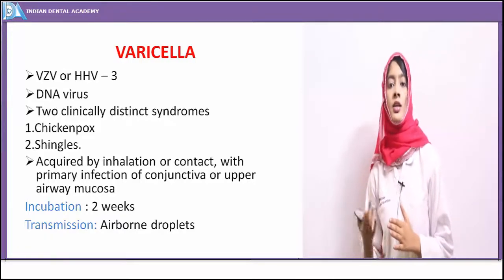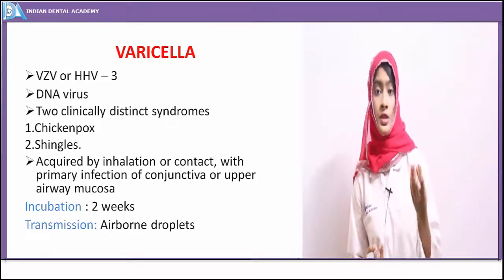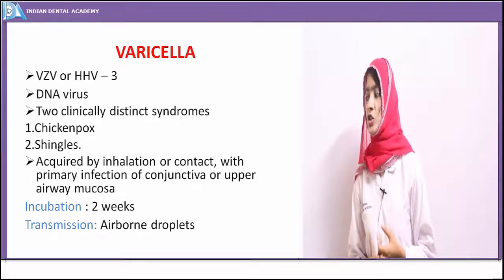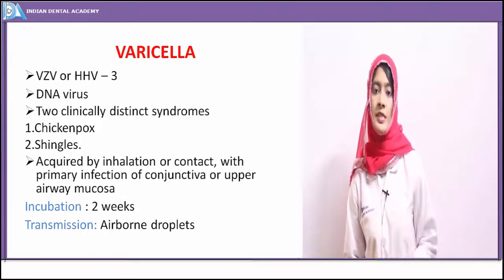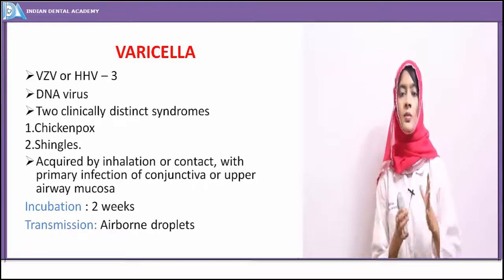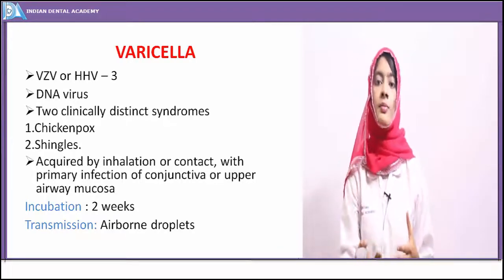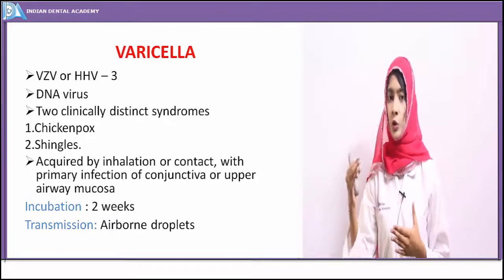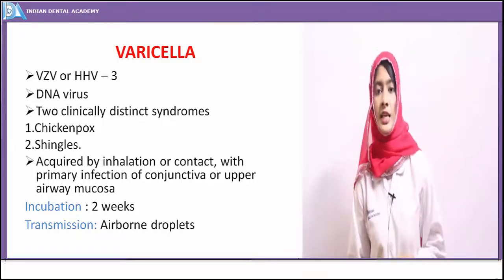Transmission from individual to individual occurs either through inhalation of droplets, through direct contact, through primary infection of the conjunctiva or upper respiratory tract, mainly through droplet spread or contamination by saliva. That is the mode of transmission of varicella zoster virus. The incubation period, from the time the individual comes in contact with the virus to the time the disease develops, is about 2 weeks. Transmission is through airborne droplets and saliva contamination.